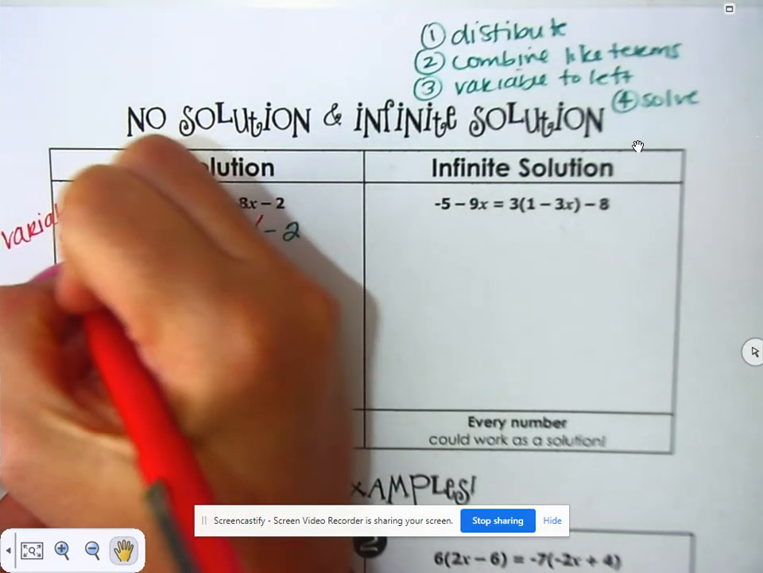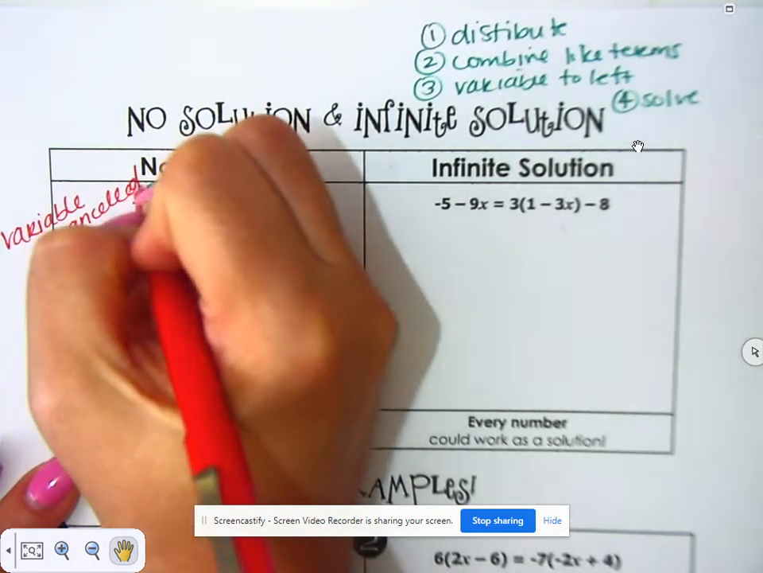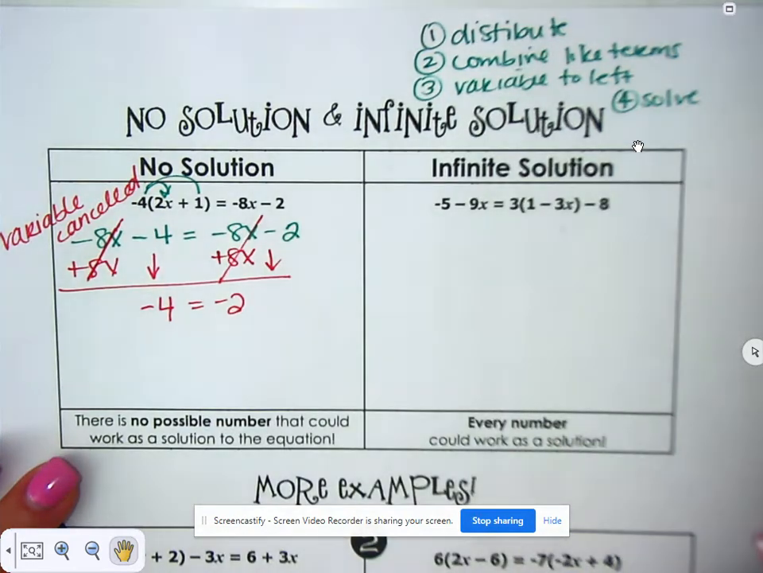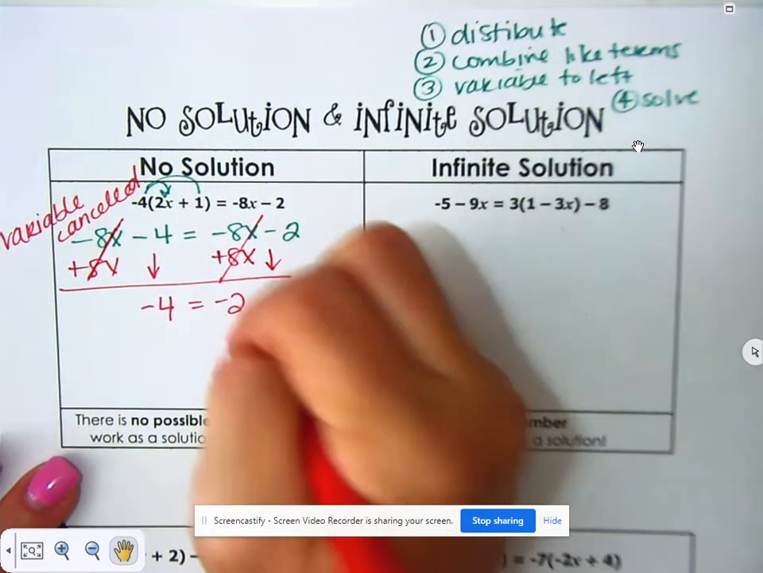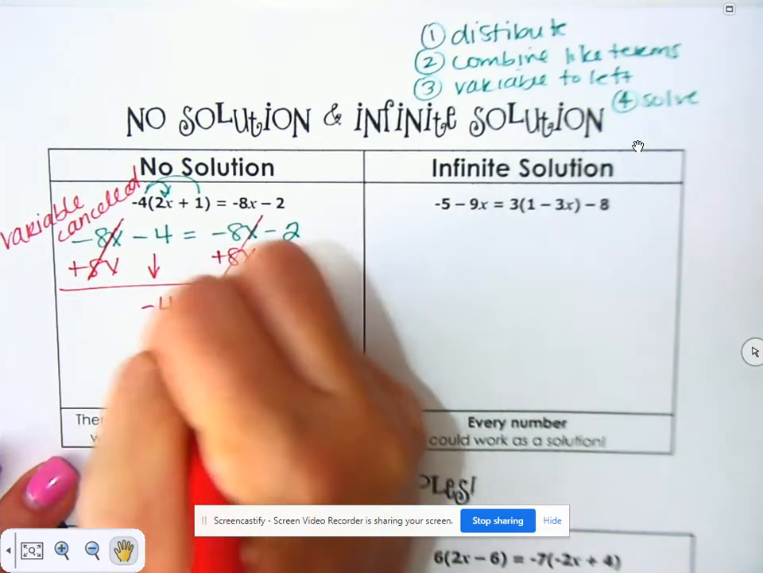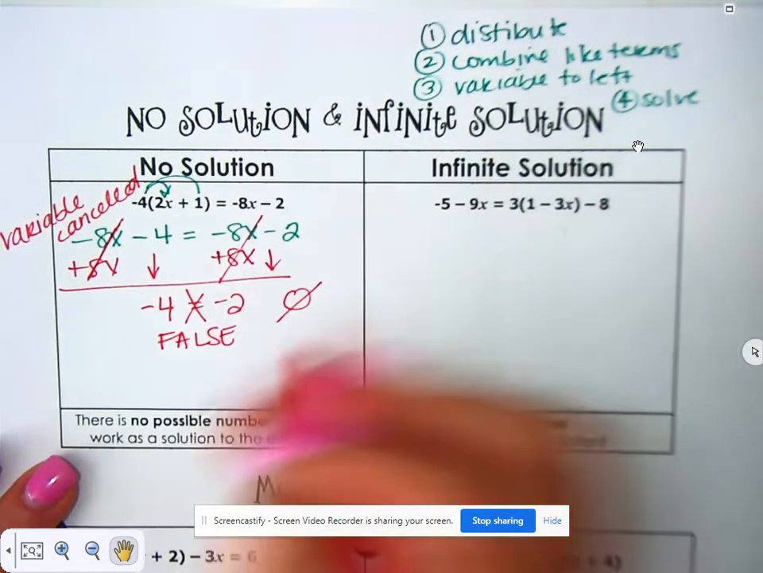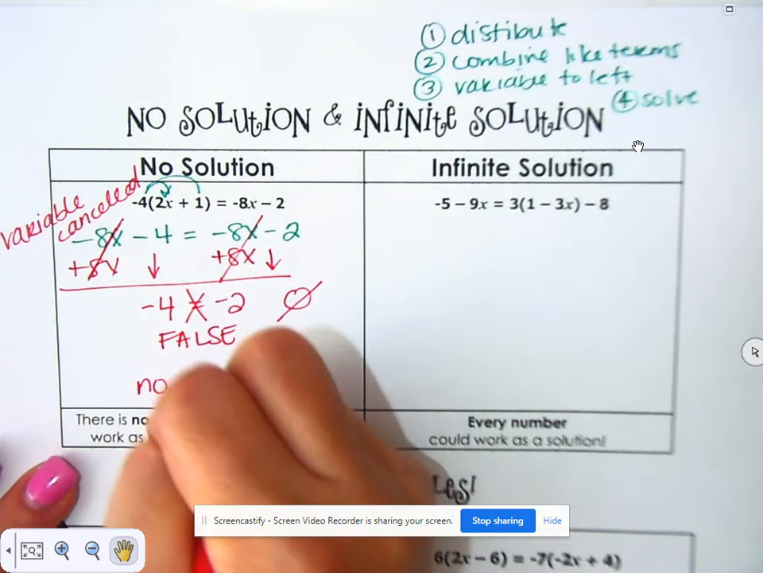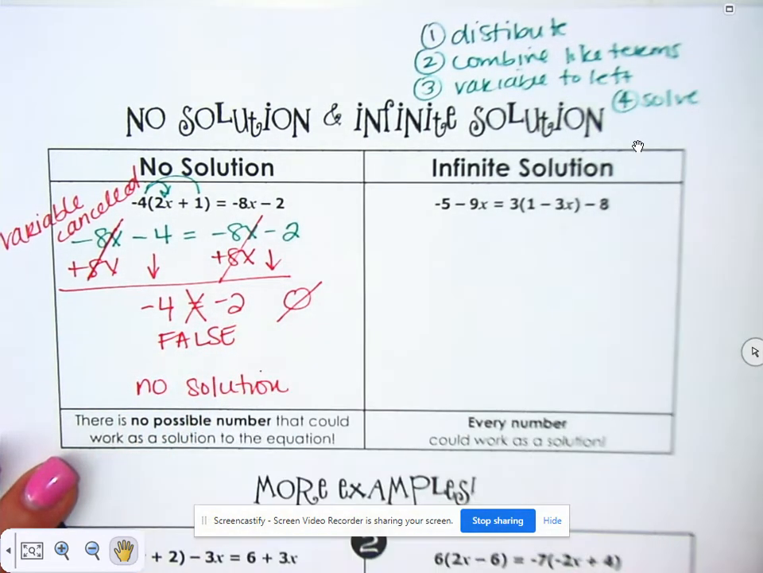So notice my variables canceled on both sides. And I am left with a false statement. Negative 4 does not equal negative 2. So the answer to this problem is no solution.